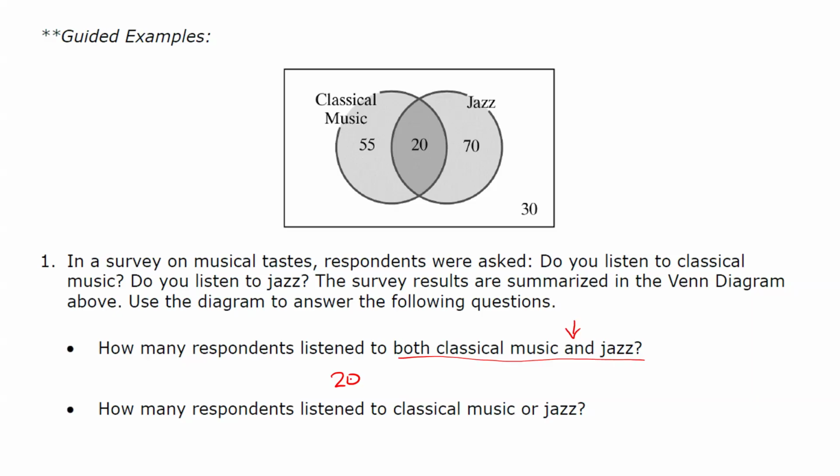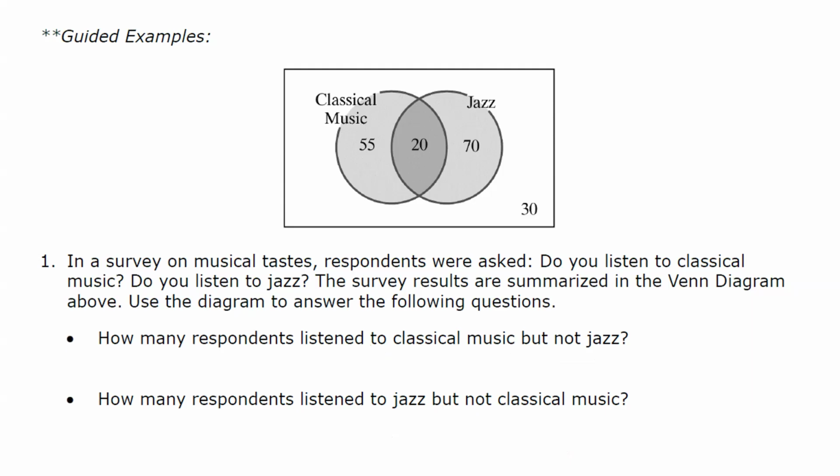How many respondents listen to classical music or jazz? So classical music or jazz, the key word here is or. And we know or signifies union. So we want to know the elements that are in A or B or both. So that would be 55 plus 20 plus 70, which is 145.